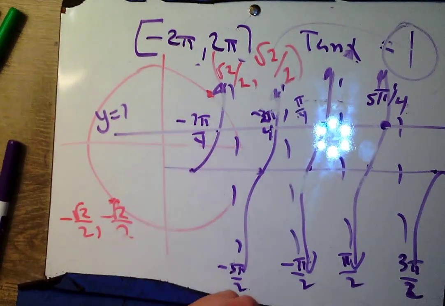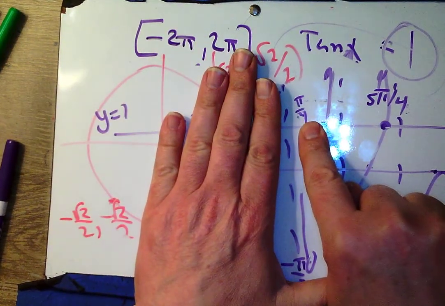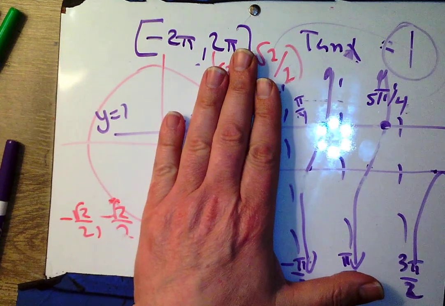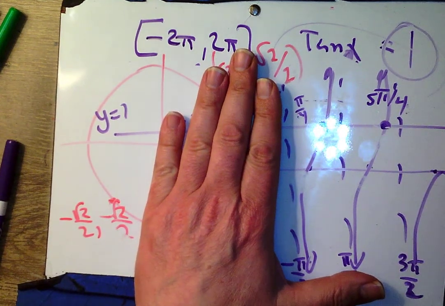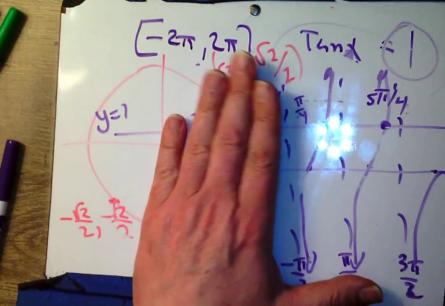But I'll say this, some students I've talked to say, okay, yeah, no problem, I found pi over 4, and I added pi and got 5 pi over 4, but then I added pi and got, wait a second, 9 pi over 4? And then there was this other one, 13 pi over 4? Yeah, no, those wouldn't be any good.